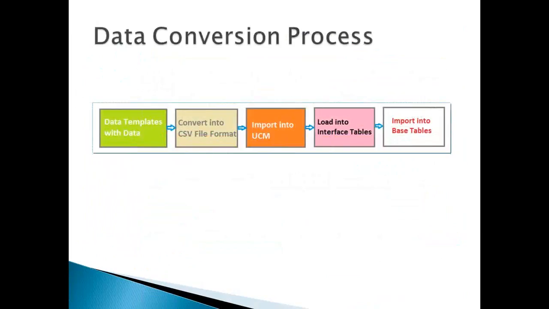Okay, this is the data conversion process. So first, data templates. In the case of EBS, Oracle is not providing any kind of predefined templates for the respective data. But in the Fusion case, Oracle is providing templates for vendor master, open invoices, customer master, open transactions, and journals.